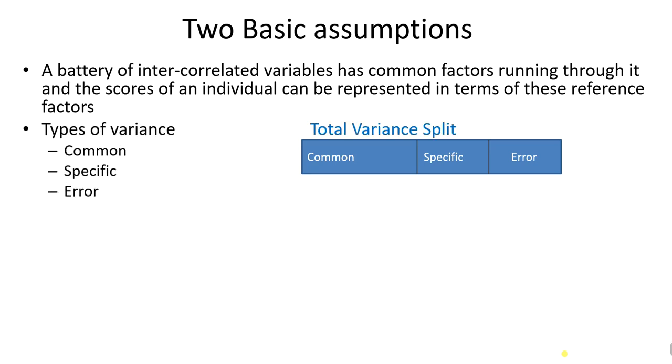Related to these assumptions are some other aspects that we should know: in factor analysis, the total variance is divided into three components. The common variance, specific variance, and error variance.